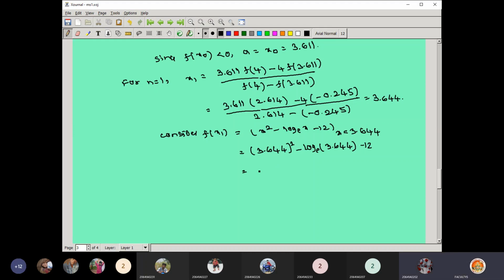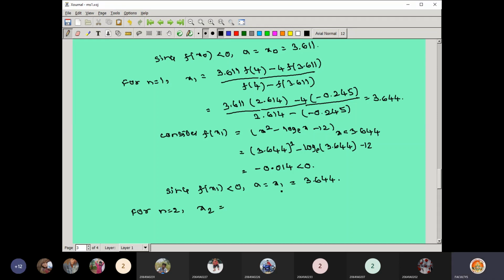Minus 0.014. Again you are getting less than 0. So here again a changes. Since f of x1 is less than 0, a equal to x1 now. That x1 value is nothing but 3.644. So again go for the next approximate root, n equal to 2.